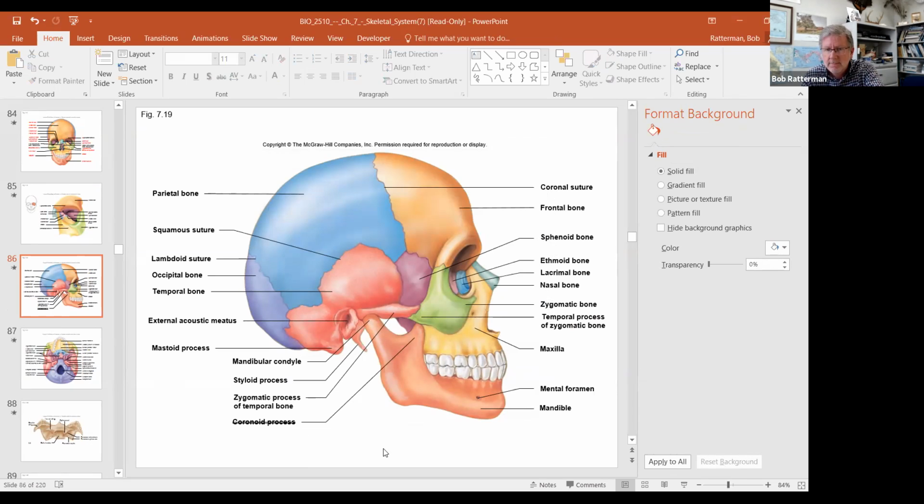Now, you're going to want to really spend some time looking at these sutures. There's quite a few different sutures, right? There's the coronal between the frontal and the parietals. There's the sagittal suture, which I can't show you, between the two parietals down the center. There's the squamosal or squamous suture between the temporal bone here in red and the parietal in blue. There's the lambdoid suture between occipital and parietal bones. They're not hard to find. They're quite easy to find, actually, but you have to look for them.